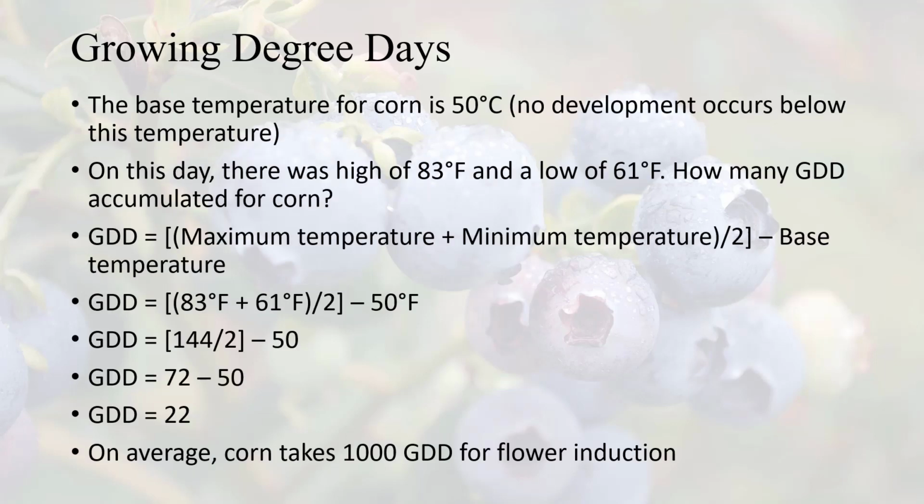So if we've planted corn and we want to track its development using this growing degree day method, we know that the base temperature for corn is 50 degrees. That should be Fahrenheit, not Celsius. That's a typo. So below 50 degrees Fahrenheit, no development will occur with your corn. Now, if we have an example of a day and the high was 83 and the low was 61, we want to calculate the growing degree days for that day. So we would take our max temperature, 83, add it to our low temperature of 61 and divide by 2, and then we would subtract the base temperature from that.